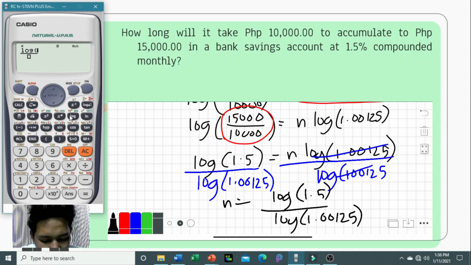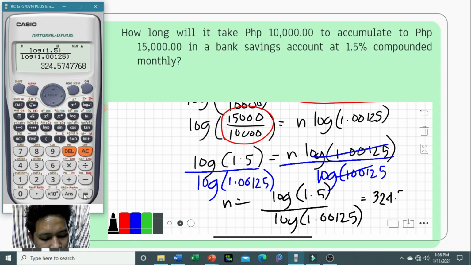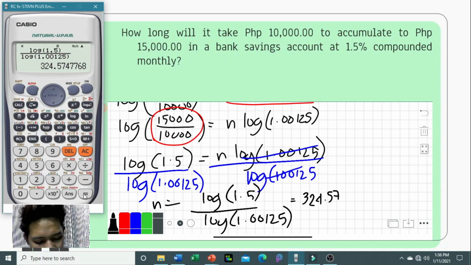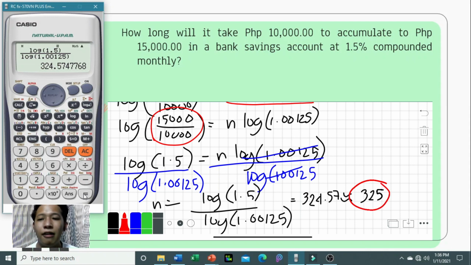the log of 1.5 divided by the log of 1.00125. And that will yield to 324.57, or simply we have 324, or we can have it 325. Sige. So we have 325. So this would be the value of n. Okay? The value of n.